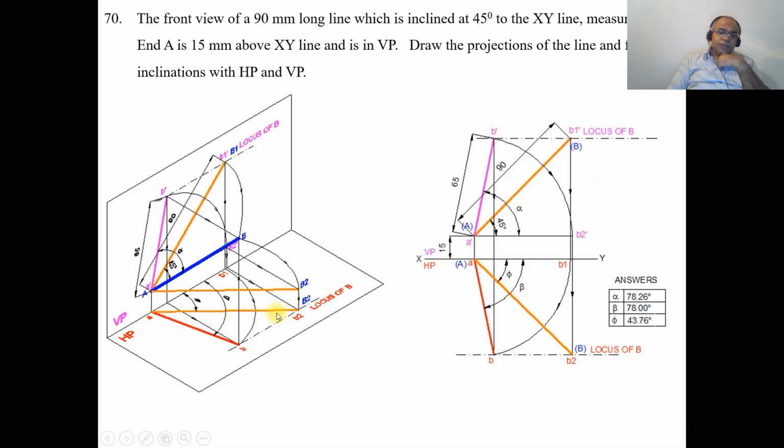Then join AB2, which is the true inclination line with respect to the vertical plane. This capital AB2 is the line which is in space, and this small AB2 is the line which is in the horizontal plane. So this is how you mark this angle: alpha is the true inclination with respect to HP, phi is the true inclination with respect to VP, and beta is the apparent inclination with respect to VP. So this is how you will be able to analyze this problem in 3D now.